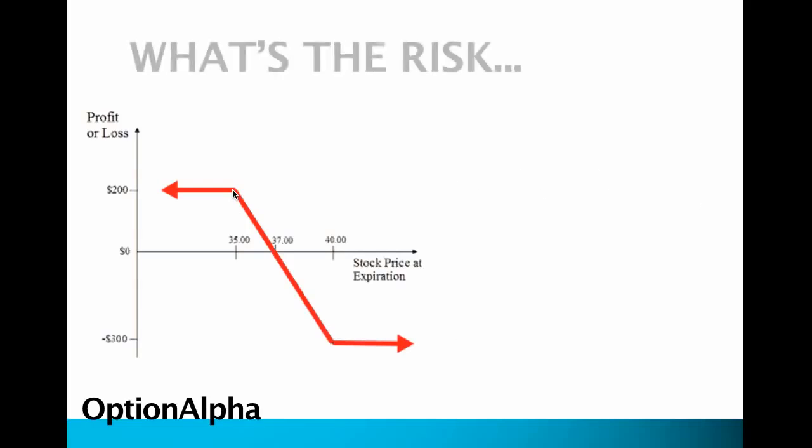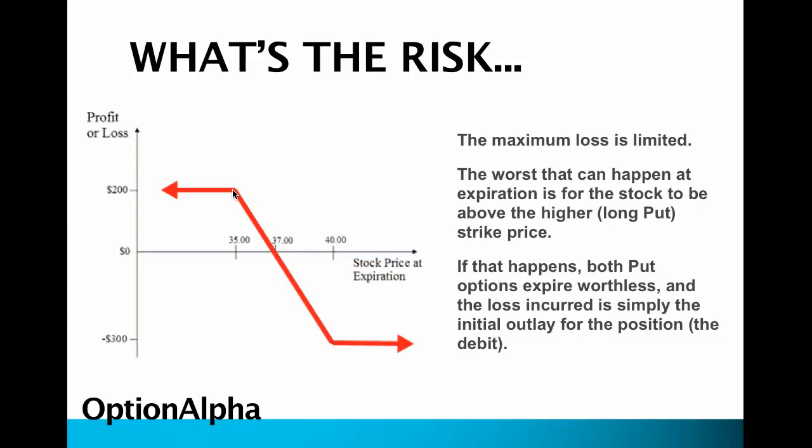What's the risk? Well, the maximum loss on these strategies is limited, so that's the good thing. The worst that can happen is that at expiration, the stock is higher or above the long put strike price, in which case both options expire worthless, and you simply lose the money that you outlaid in the beginning. So whatever the net debit or net cost of this trade was, that's your maximum loss, only if the stock closes higher than your long put strike price.